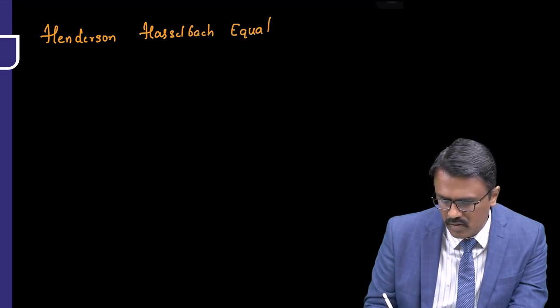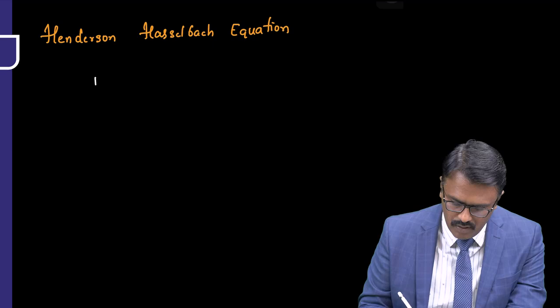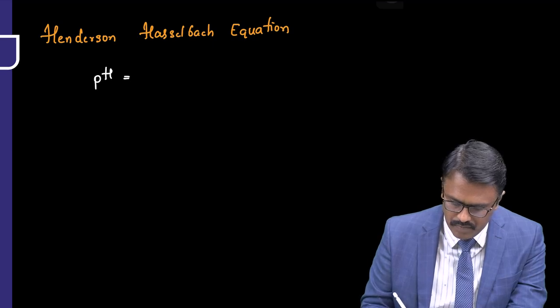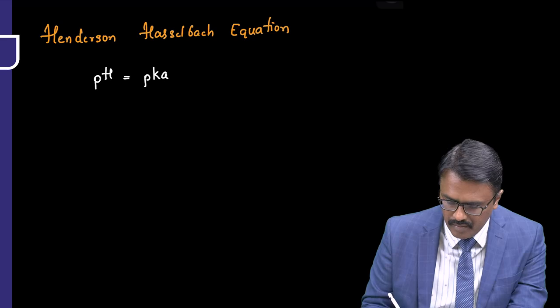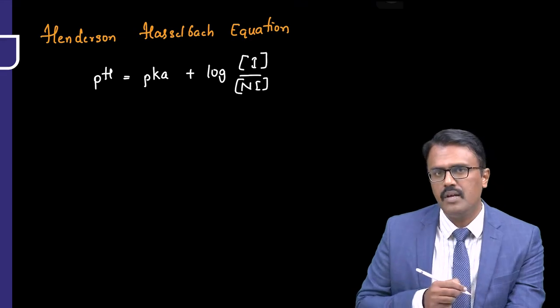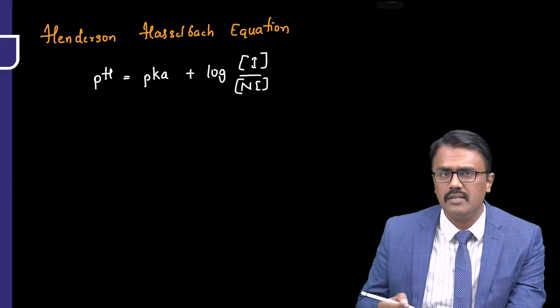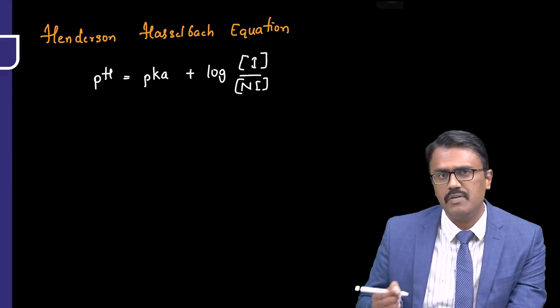So we have an equation called the Henderson-Hasselbalch equation. What does it tell? According to the equation, pH is equal to pKa plus log of ionized divided by non-ionized part of the drug. Now what is the definition of pKa? It's a pH where the drug is 50% ionized, 50% non-ionized.